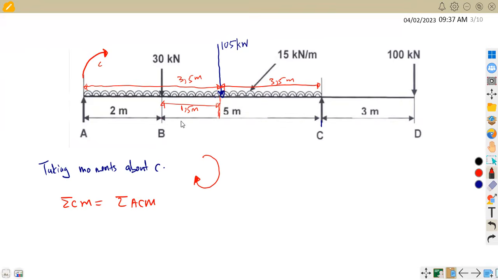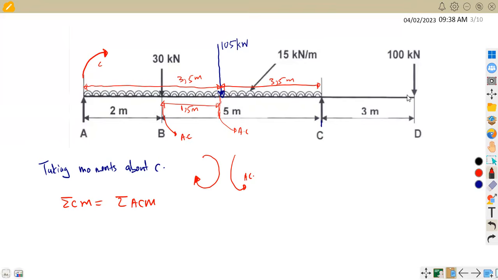We can also cross-check the other forces, the movement. We can check what is happening with 105. 105 is moving this way back to the point C. Remember, we are relating to point C. So that is anti-clockwise, moving this way, which is anti-clockwise. 30 kilonewton is also at this point B. 30 kilonewton is moving this way back to C, which is also anti-clockwise.